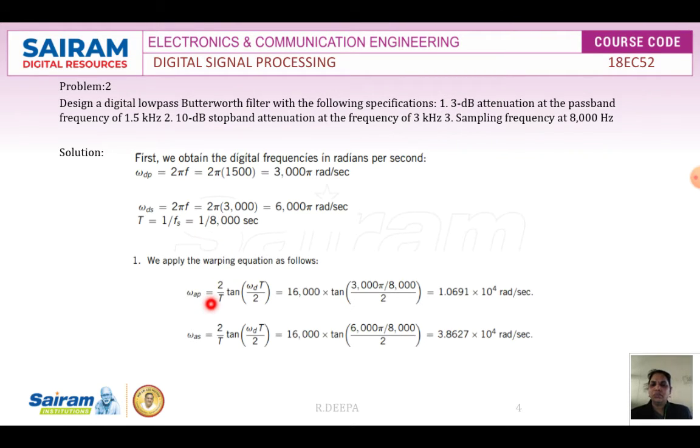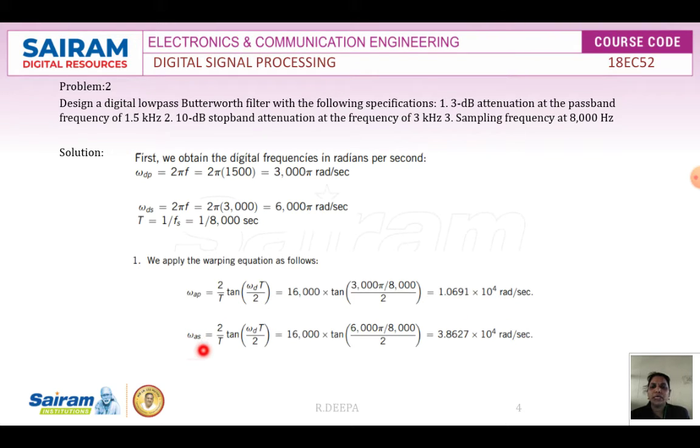As per the procedure, the first step is to pre-warp. What is pre-warping? I have told you, it is converting the given digital specification into an analog specification first, then we design the analog filter, then we convert that analog filter into a digital filter. For that, the pre-warping equation is omega ap equals 2 by T tan of omega T by 2. Let us substitute the values of T and omega d. We get omega ap as 1.0691 times 10 power 4 radian per second.